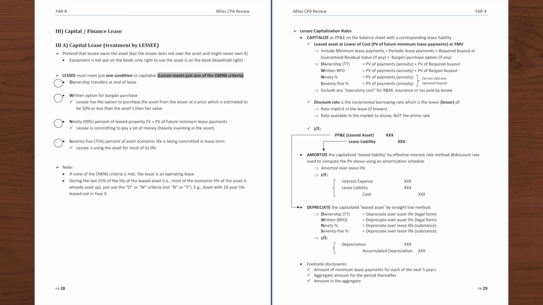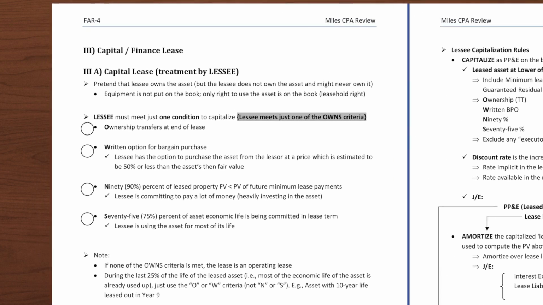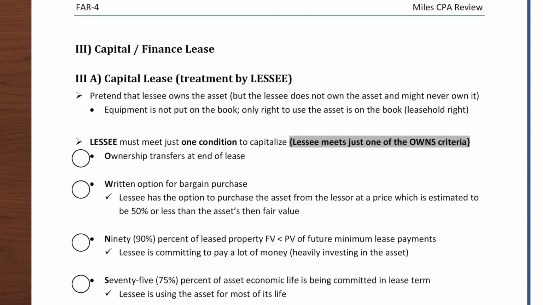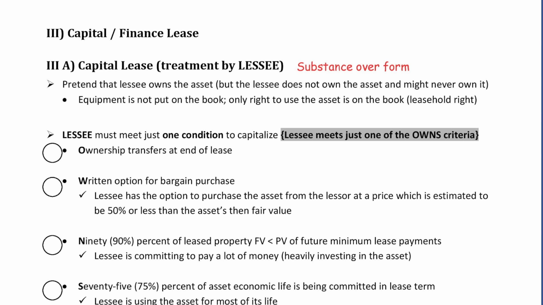On page 28, we are looking at capital leases. Right there, substance over form. It says lessee must meet just one condition to capitalize. Circle 1.